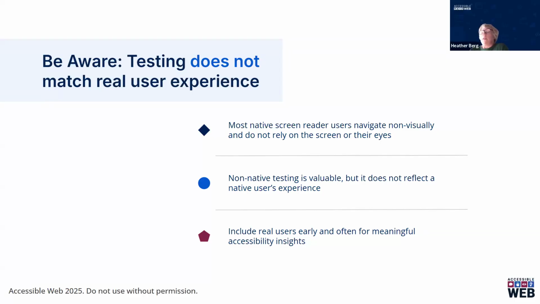So testing with sighted users is still super helpful, but it should be considered as just one step in the overall accessibility process. And as I mentioned, real accessibility comes from including people with disabilities throughout design and development, early and often, and not just at the end for validation. So working with native users really will give you insight that no amount of simulated testing could capture.